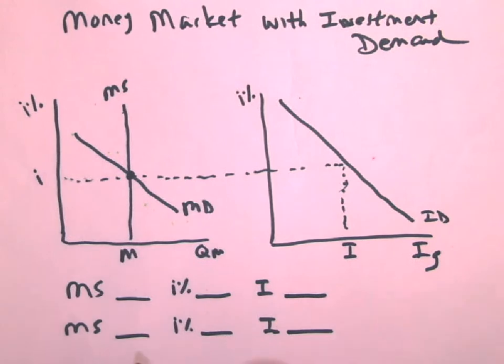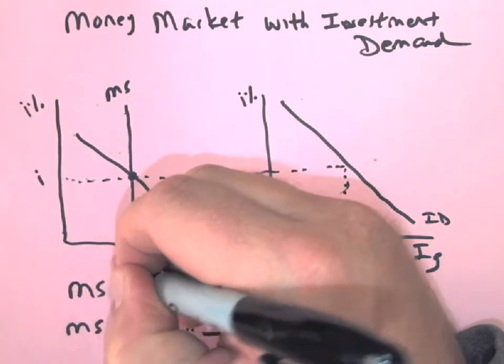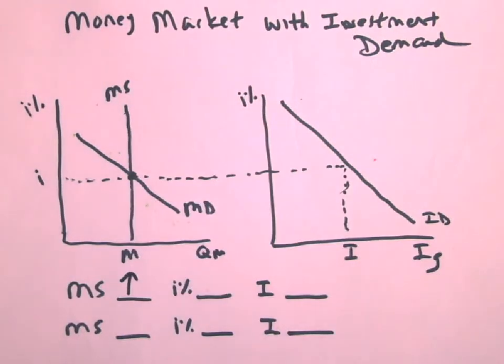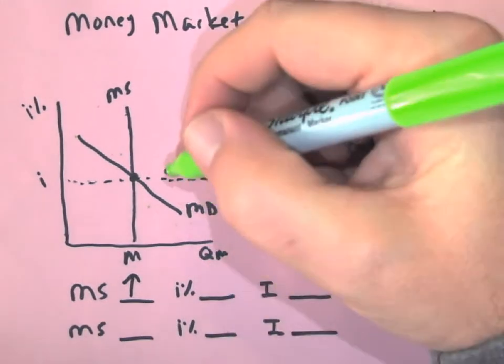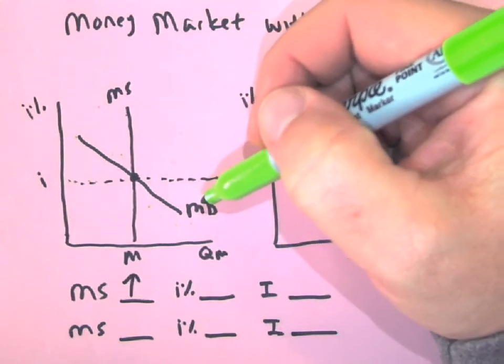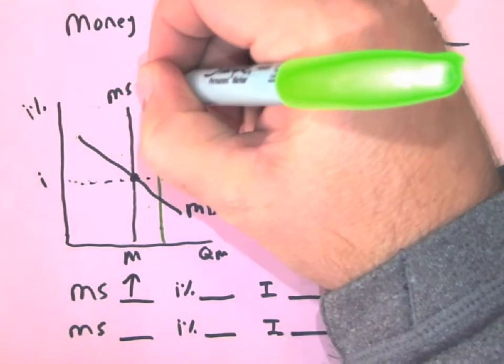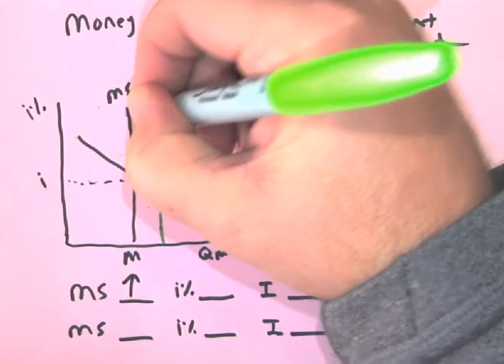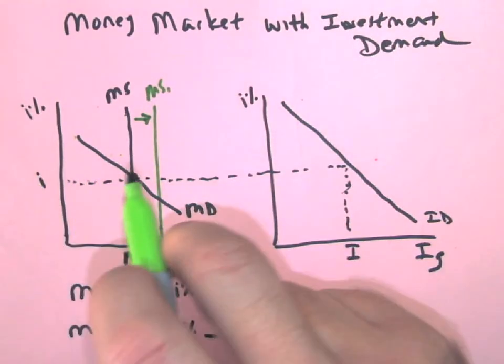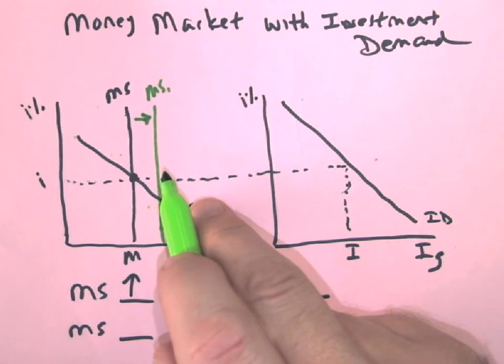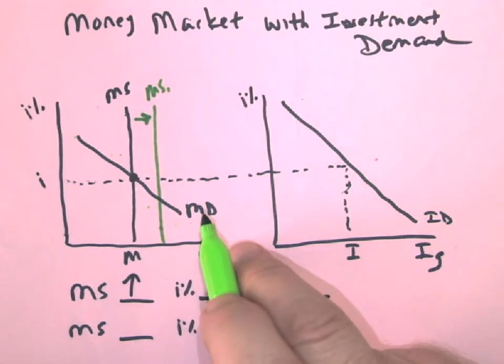So now, if there's an increase in the money supply, that's big bucks, right? So if we have big bucks, now it's going to be more money available. If there's more of something with the same amount of demand, I'm going to shift this to the right. And if you get confused, just remember, interest rates are a price. If there's more of something available with the same amount of demand, the price will drop.